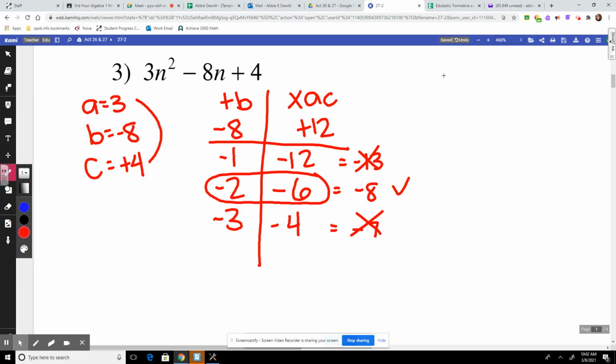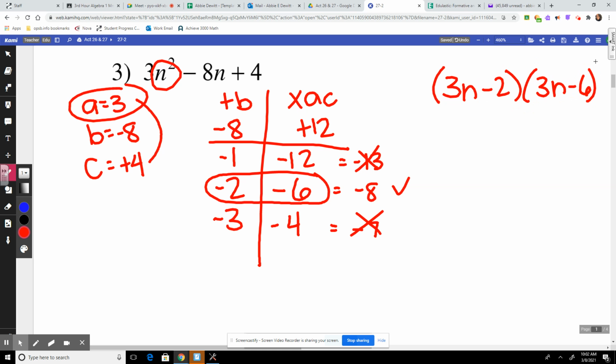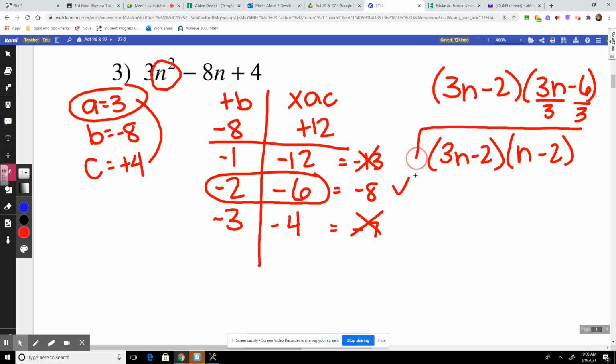So I'm going to come over here, and my binomials are going to be A, 3, variable n, so 3n minus 2 and 3n minus 6. 3 and 2 are prime. 3 and 6, I can divide both terms by 3. So I'm going to simplify to 3n minus 2 times n minus 2. And that's your final answer.